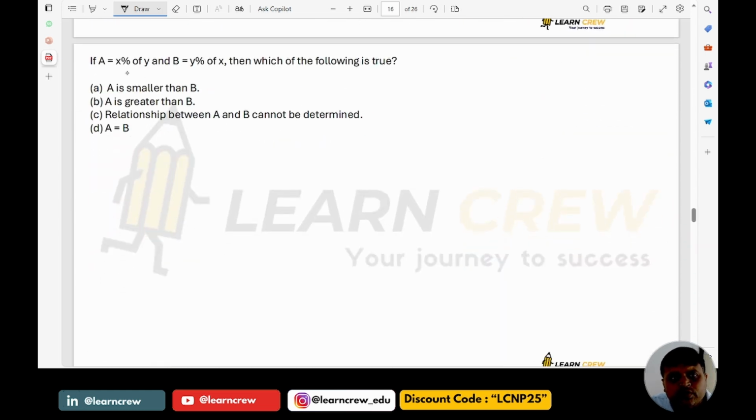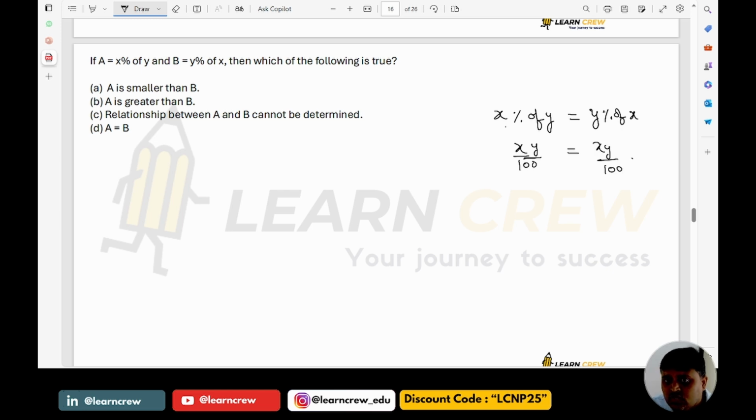A is equal to x percentage of y and B is equal to y percentage of x. Remember, very important point: x percentage of y is equal to y percentage of x. X percentage of y means what? X by 100 into y, which is xy by 100. Similarly, y percentage of x means what? Y into x, which is xy by 100.